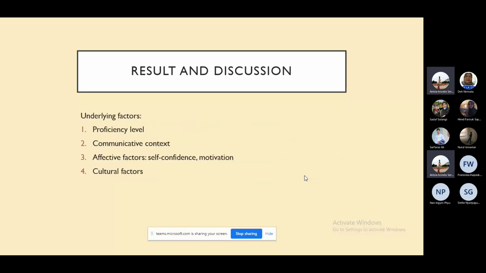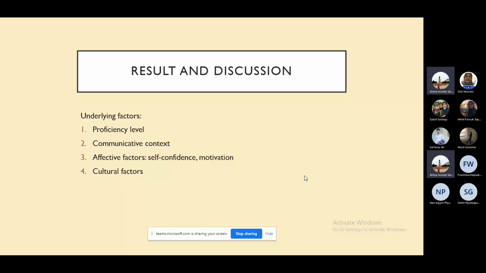So from here, I come to the underlying factors. For the underlying factors, I refer to some ideas from the journals that I read, and also from our previous class in syllabus design. There we also talked about some factors, and here are the factors. First is proficiency level, second is communicative context, third, affective factors, and fourth, cultural factors. Proficiency level means that my learners who are already at the intermediate level are far better than my learners who are still at pre-intermediate. They can express their ideas and feelings pretty well, compared to those still at pre-intermediate.